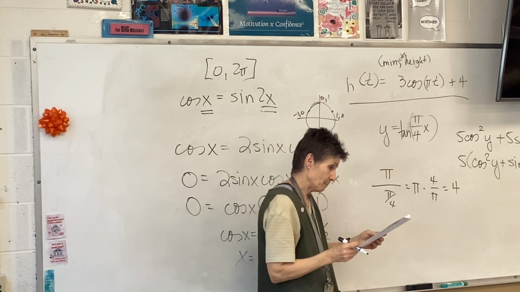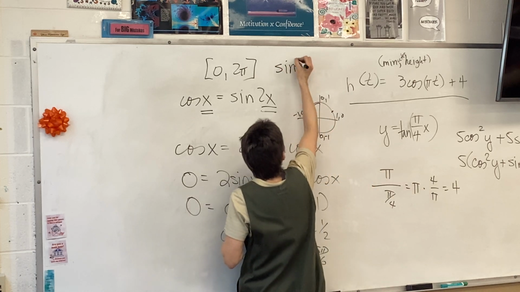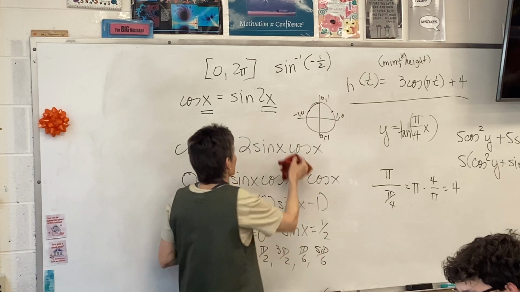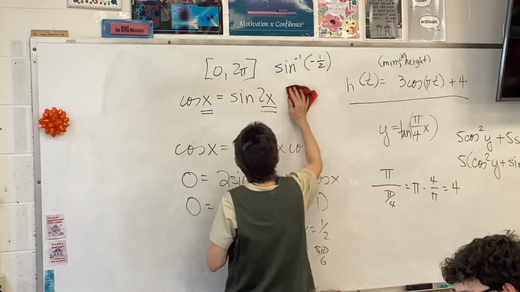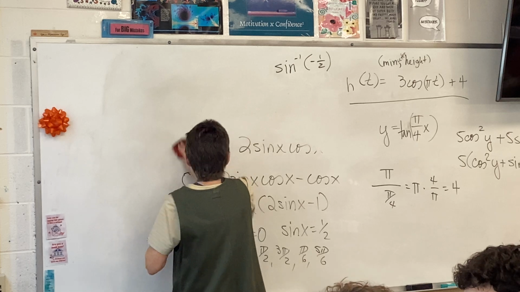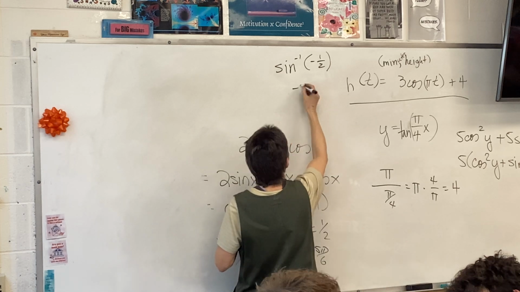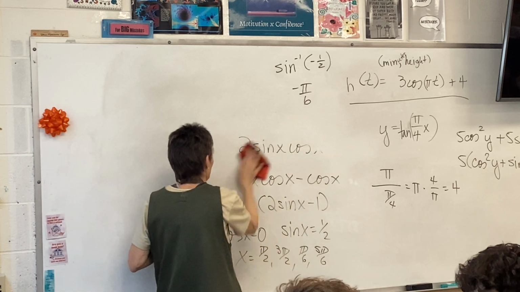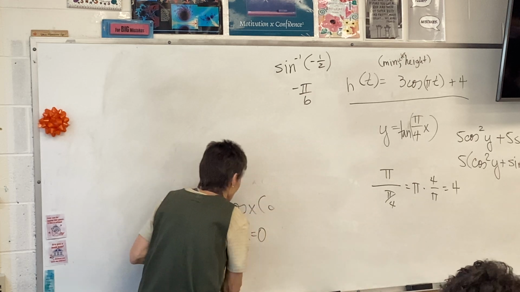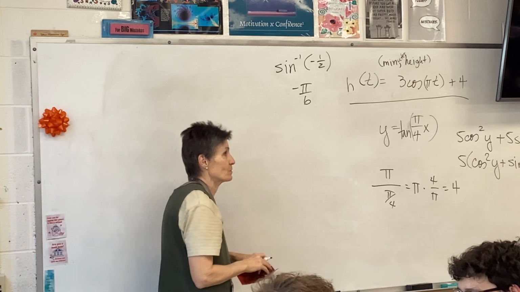All right. How about this? What is this? Right there, what's that equal? Pi over 6? Negative pi over 6. Absolutely negative pi over 6. Remember the principal values for the inverse sine are between negative pi over 2 and pi over 2. So negative pi over 6.